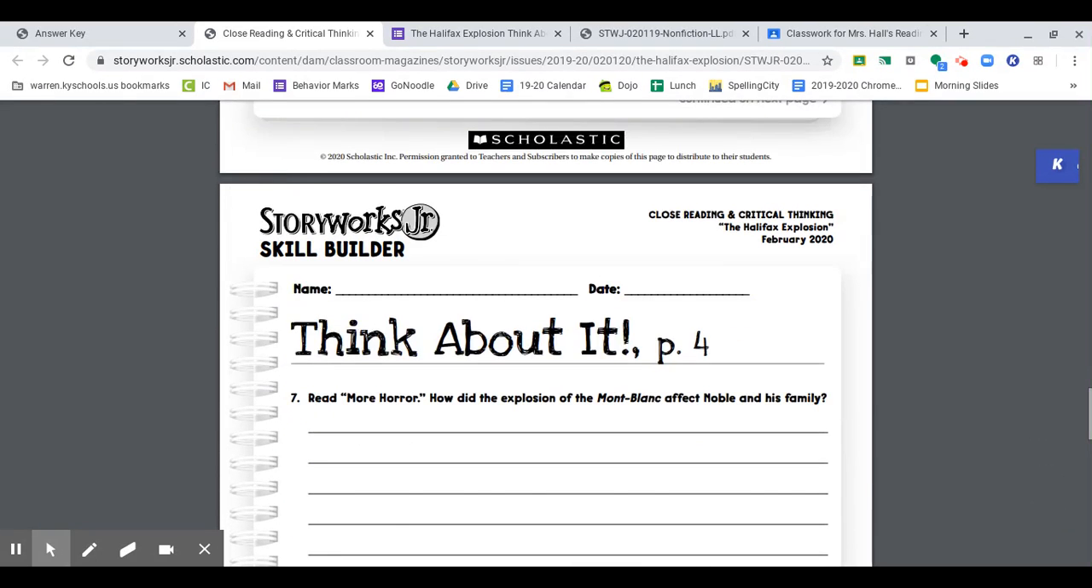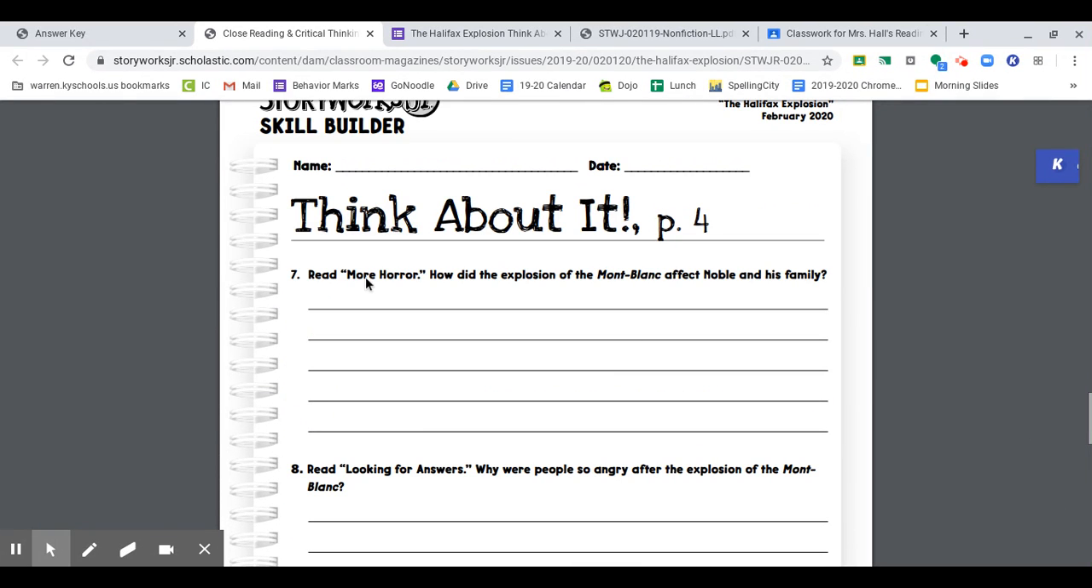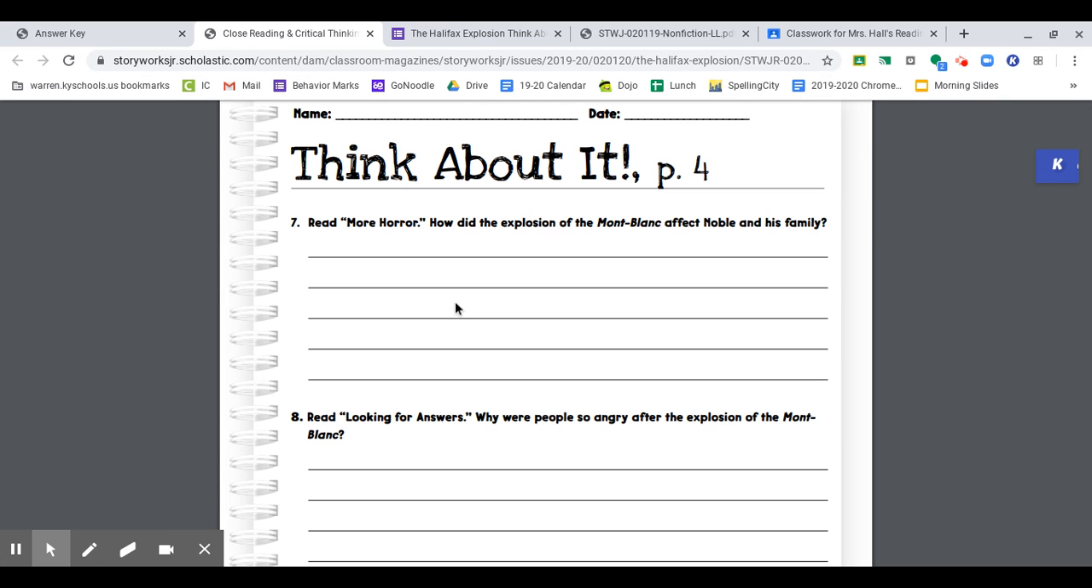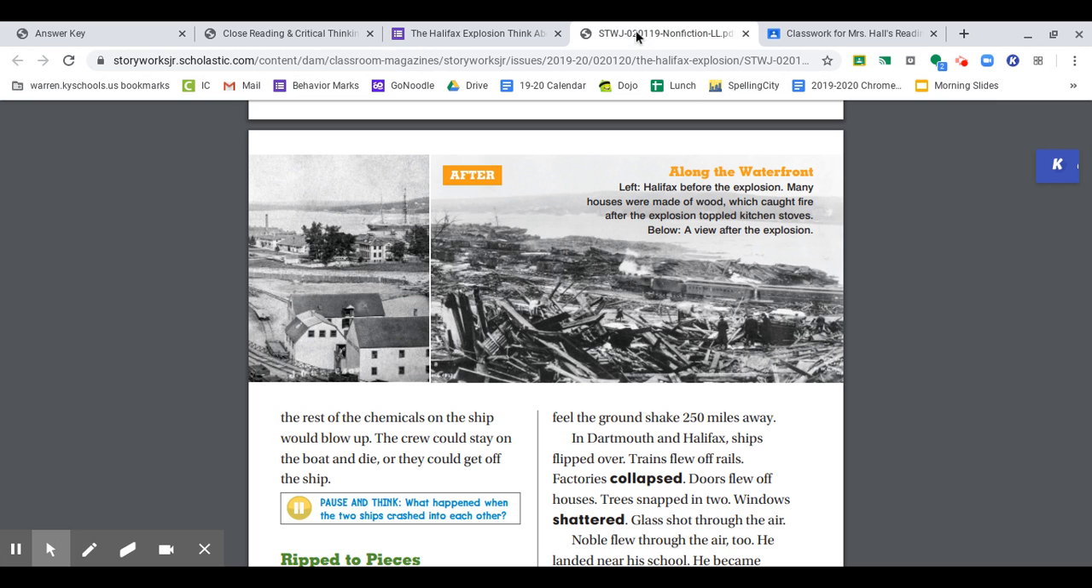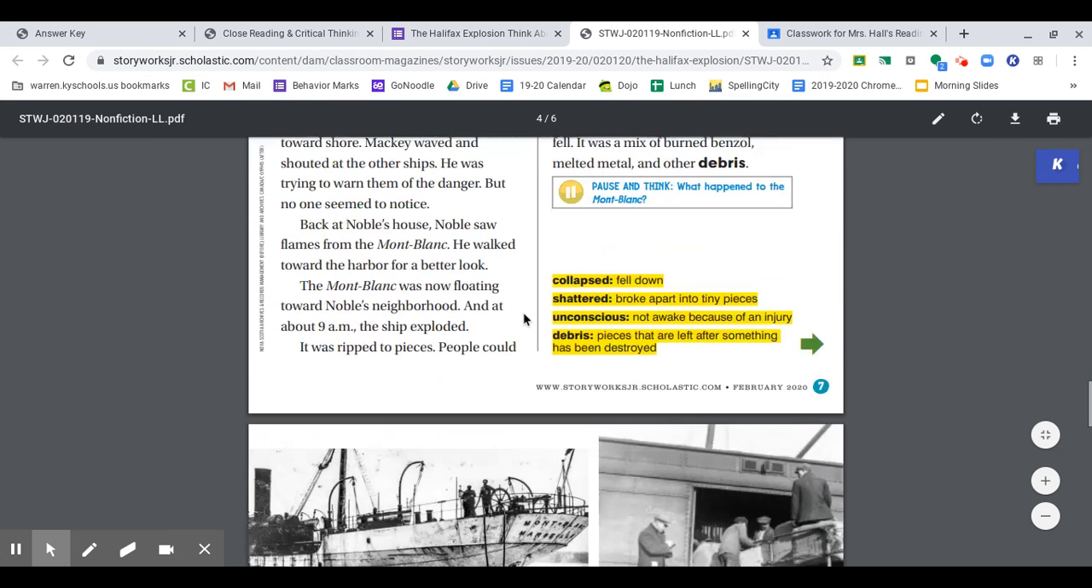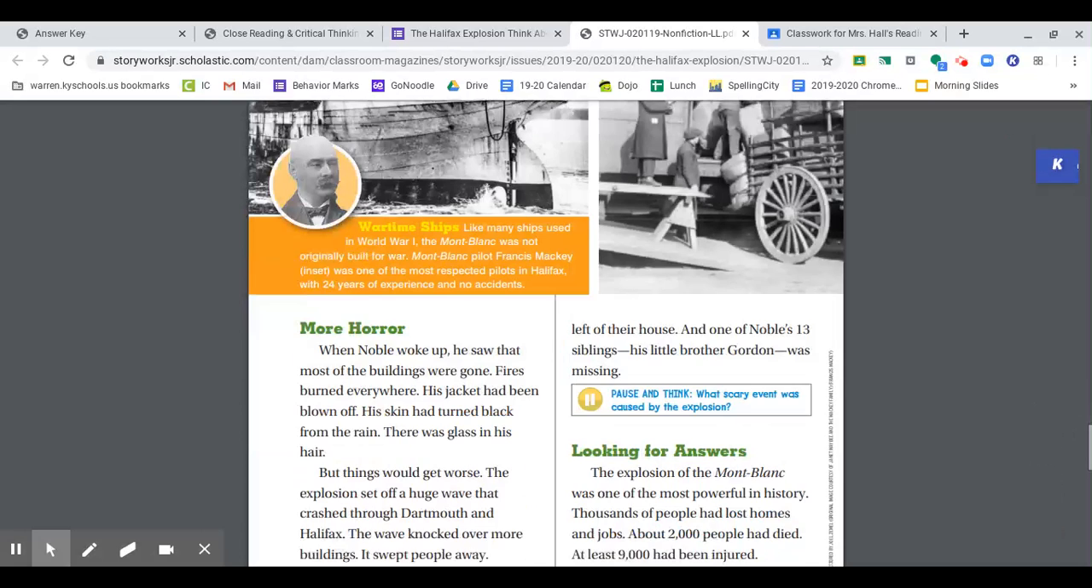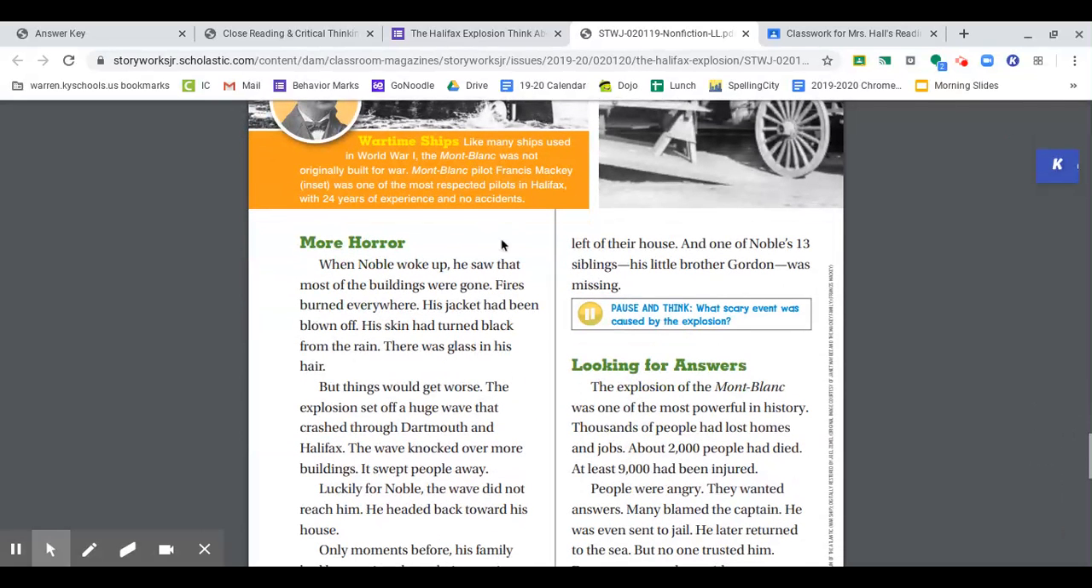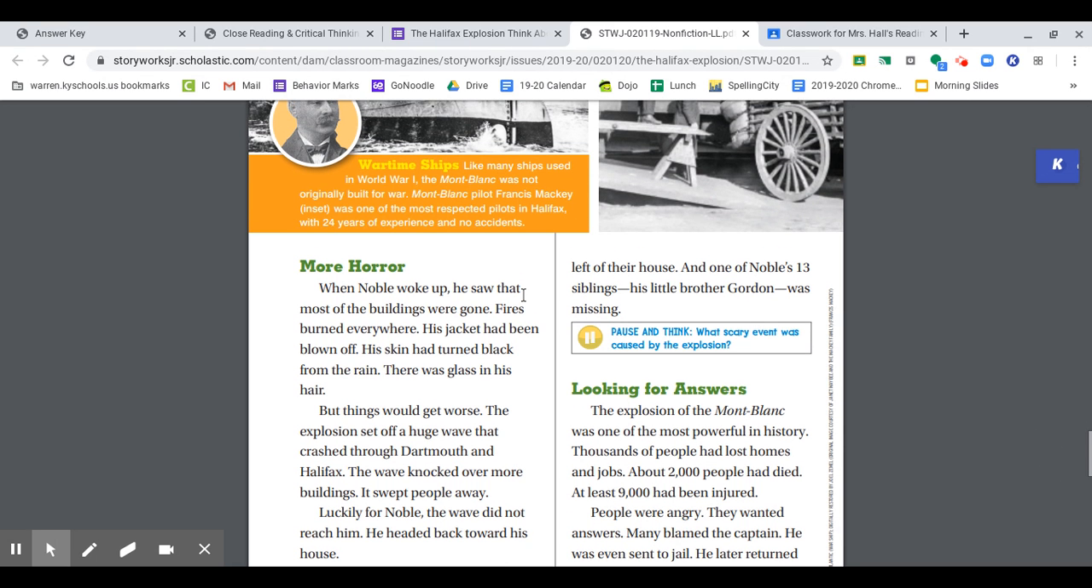Number 7, it tells you to read the section More Horror. How did the explosion of the Mont Blanc affect Noble and his family? I believe we had a question like this on yesterday's page, but you can go back to that section, More Horror, and read about how it affected Noble's family. What happened to their way of life? How did they have to live after it? How were their personal items?